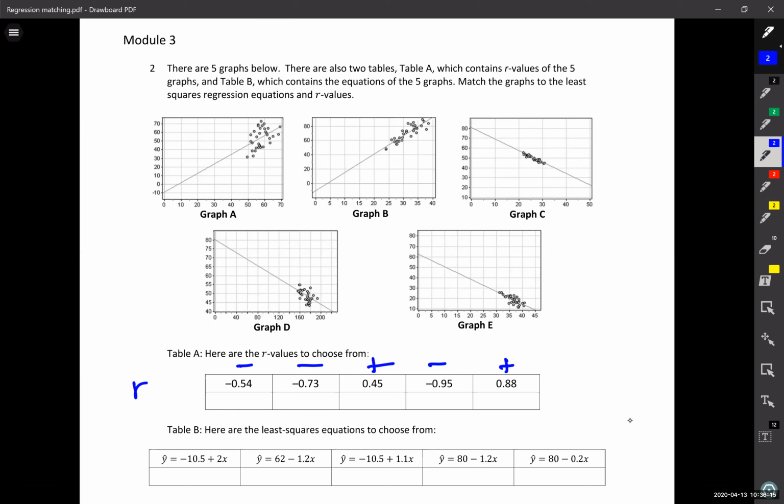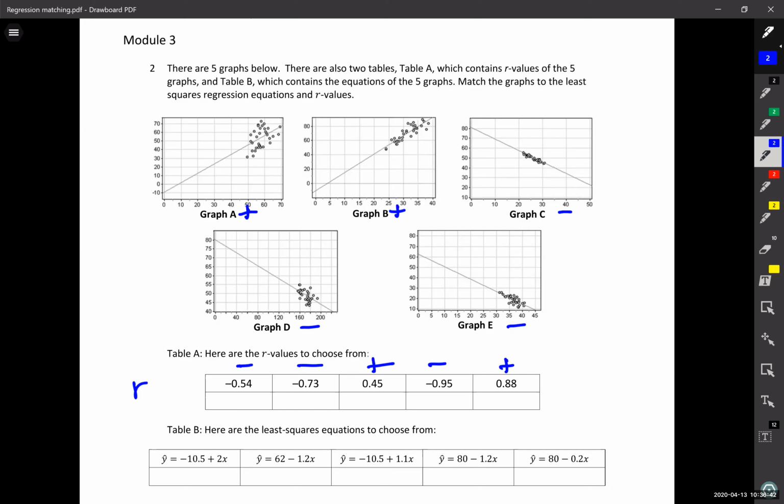But just looking at R's, positive R's go up, like the slopes go up, and negative R's go down, like the slopes go down. So I'm just going to look at these graphs, and I notice this one goes up, and this one goes up, and this one goes down, and this one goes down, and this one goes down. So that tells me where to start. Let's start with the positives because there's only 2. It should be easier to narrow these 2 down.